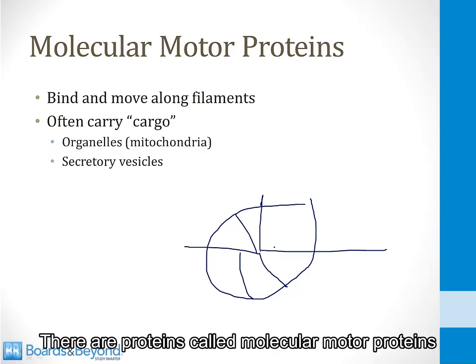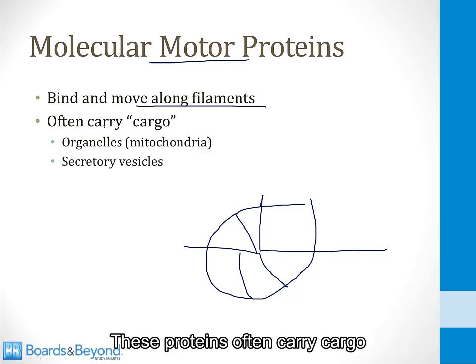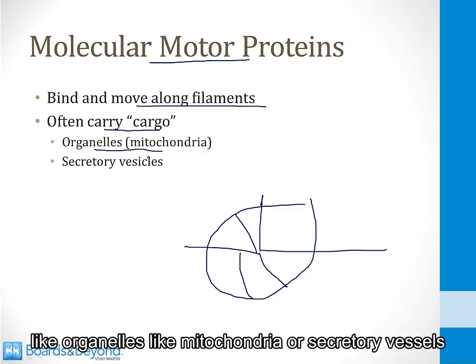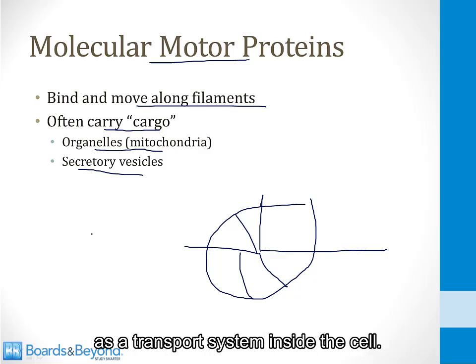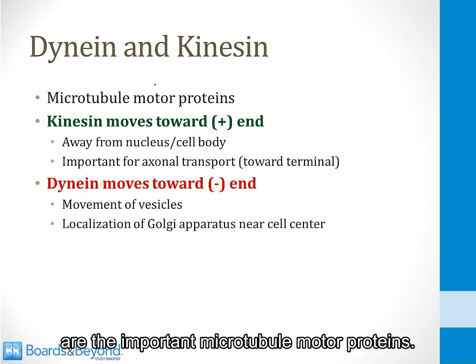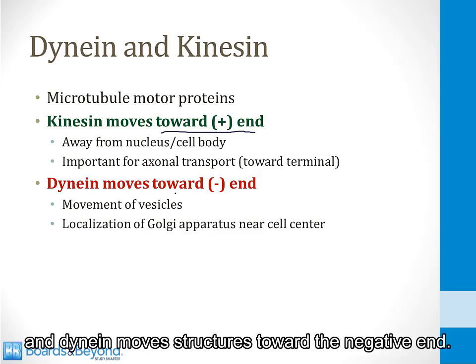There are proteins called molecular motor proteins which bind and move along the microtubule filaments. These proteins often carry cargo, like organelles like mitochondria or secretory vessels, and they allow the microtubules to be used as a transport system inside the cell. Dynein and kinesin are the important microtubular motor proteins. Kinesin moves structures toward the positive end of the microtubule, and dynein moves structures toward the negative end.